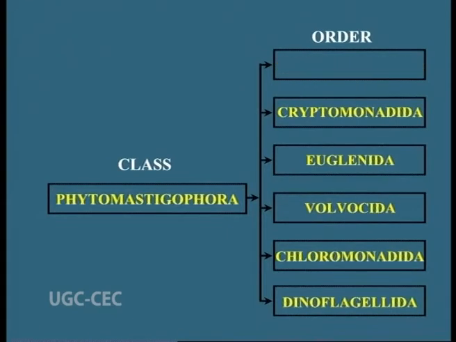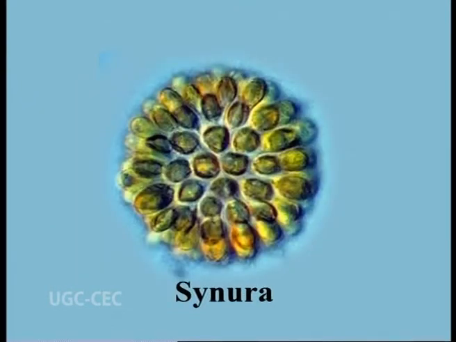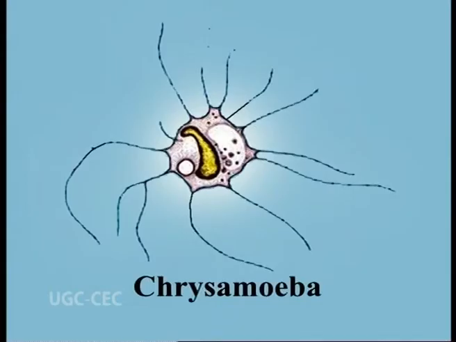Order Chrysomonadida. Examples are Chrysamoeba, Synura, Allogromia and Dinobryon. Small flagellates with yellow or brown chromatophores. 1 to 3 flagella are observed. Gullet absent, stigma often present. They contain a siliceous cyst. They are marine and freshwater.